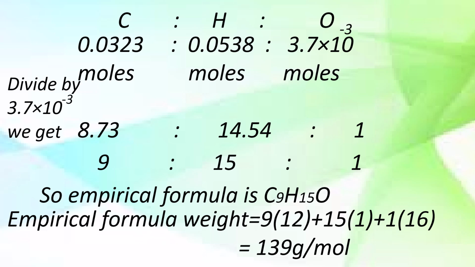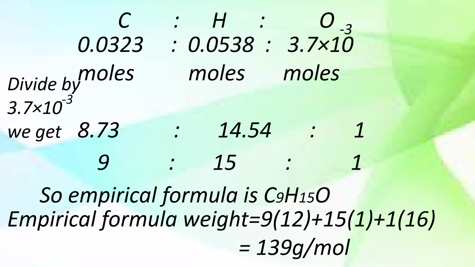Because 8.73 is approximately equal to 9, we will write 9. And 14.54 is approximately equal to 15, and 1 is equal to 1. So the carbon, hydrogen and oxygen ratio comes to 9 to 15 to 1. So this is the empirical formula. Empirical formula means the simplest formula. C9H15O is the empirical formula of the unknown compound.